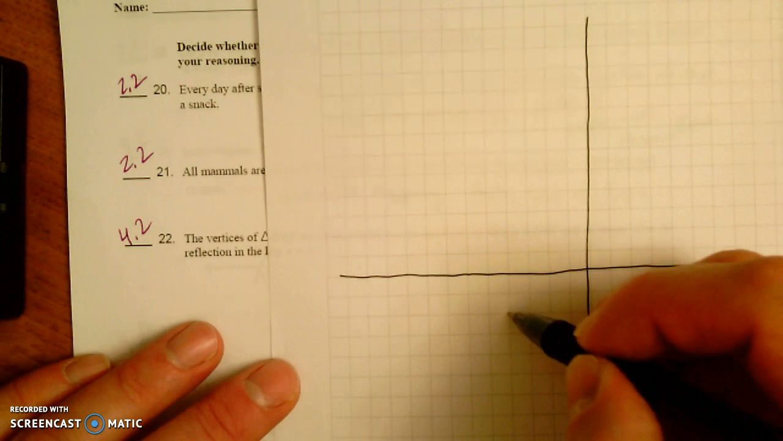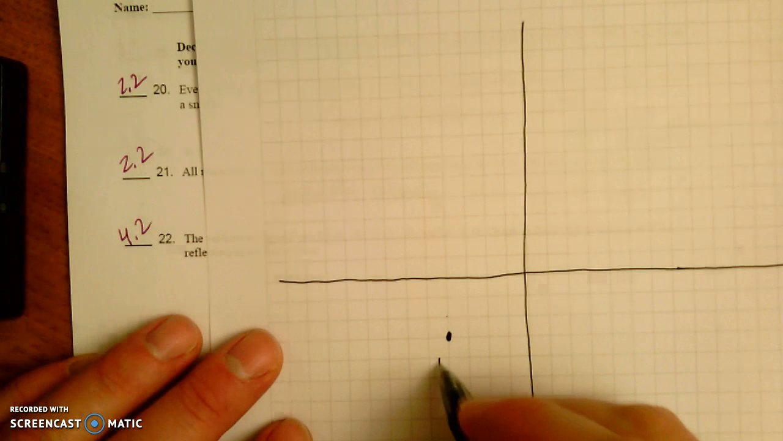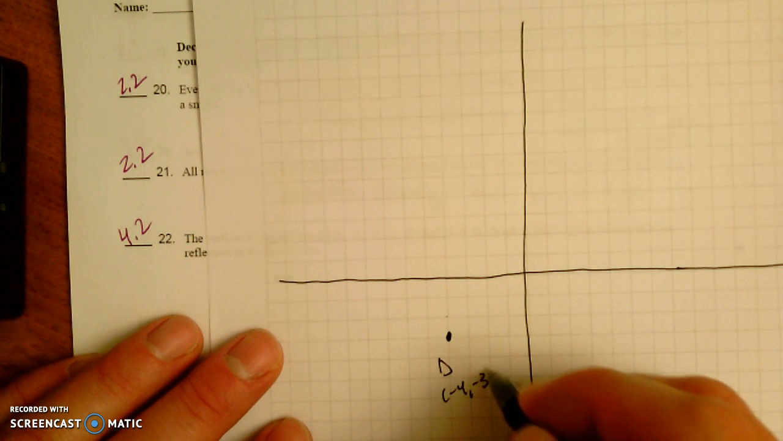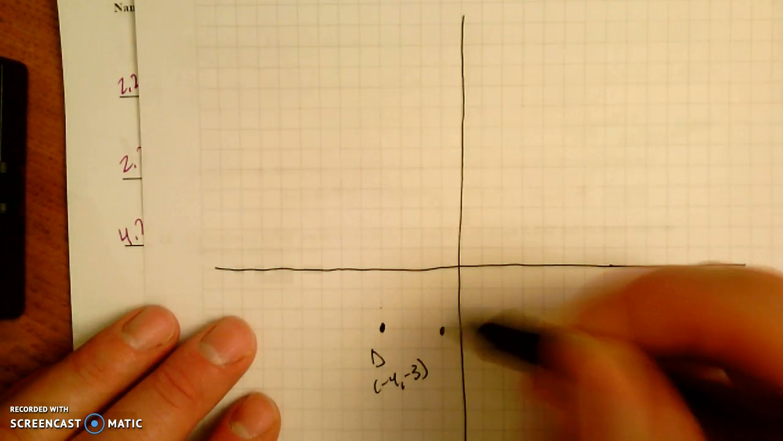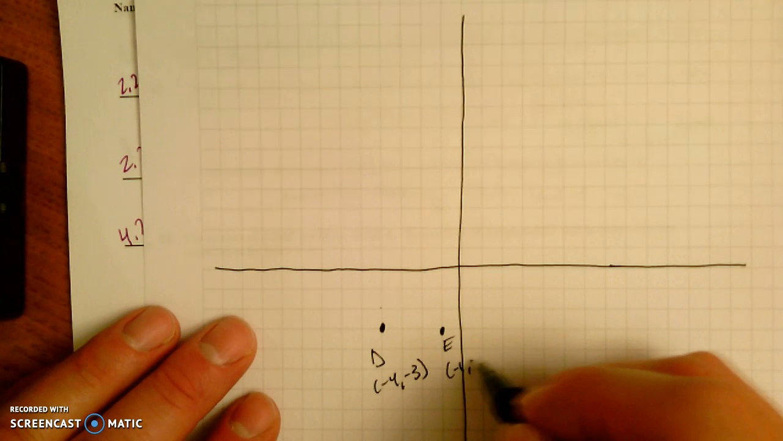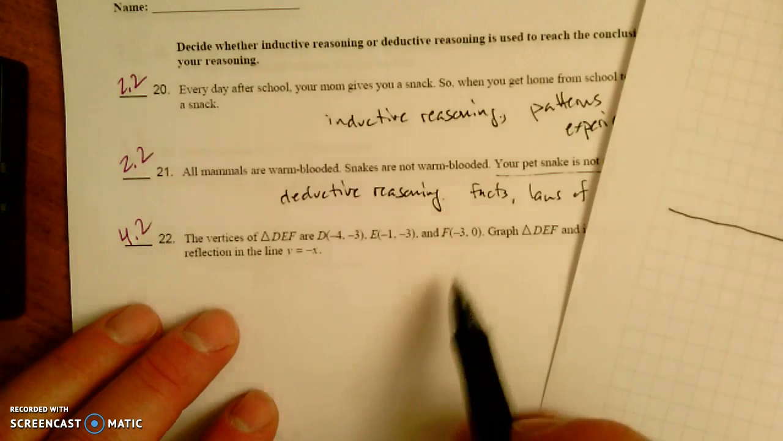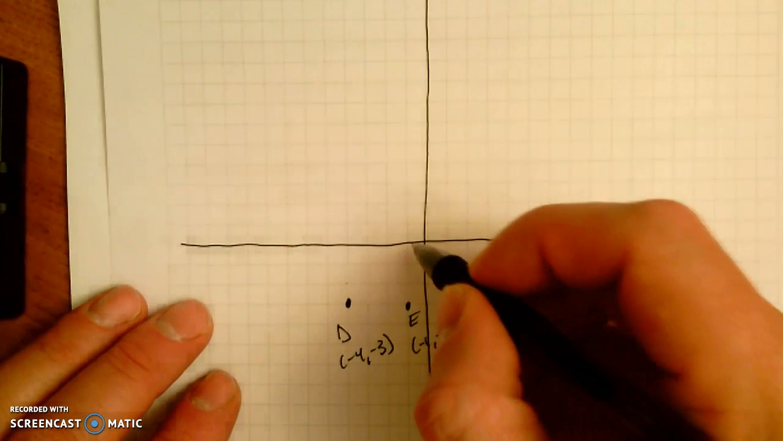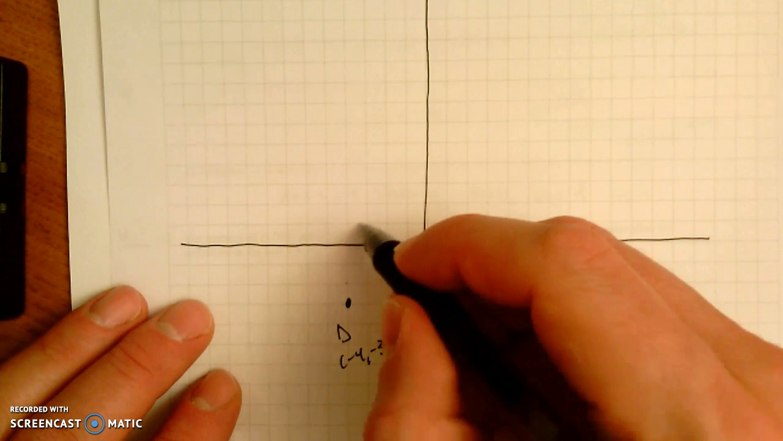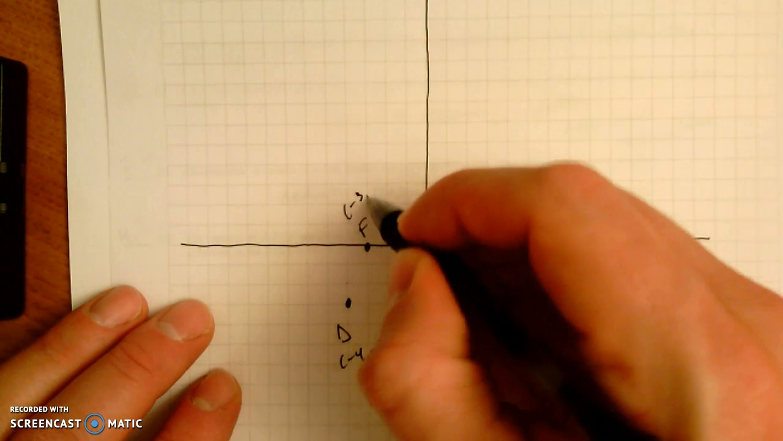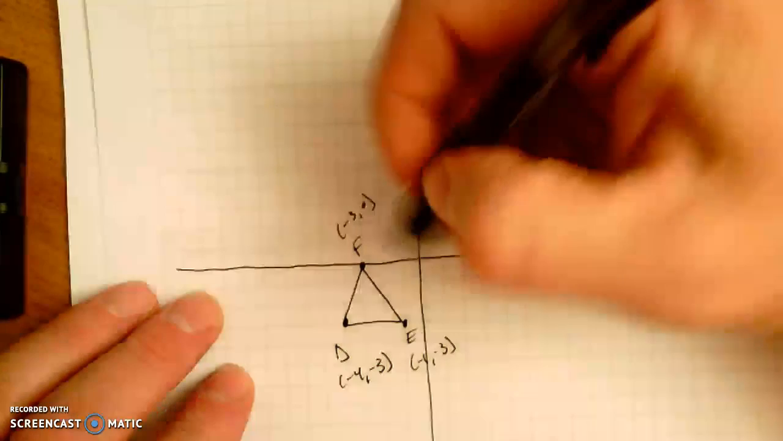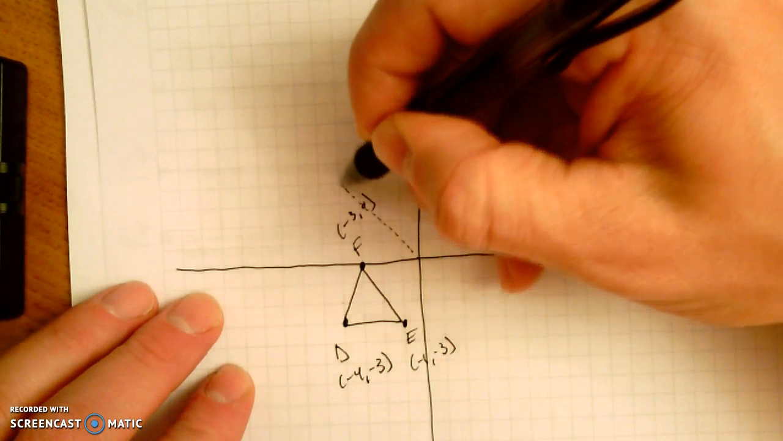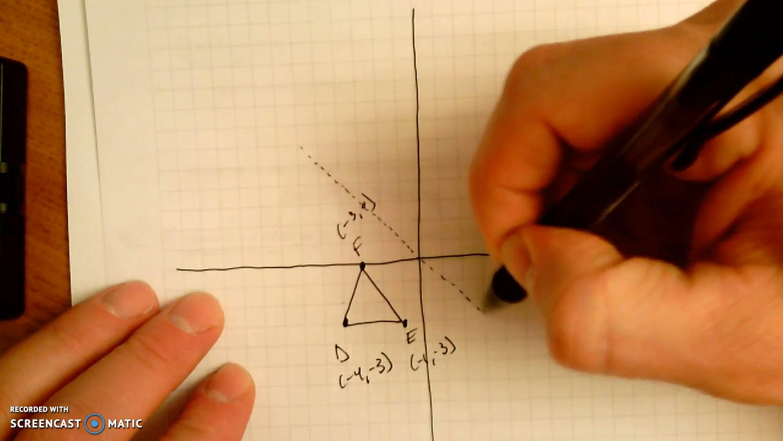Okay. D is negative 4, negative 3. E is negative 1, negative 3. And F is negative 3, 0. All right, so here's our triangle. The line y equals negative x cuts through at a downward 45-degree angle, like so.